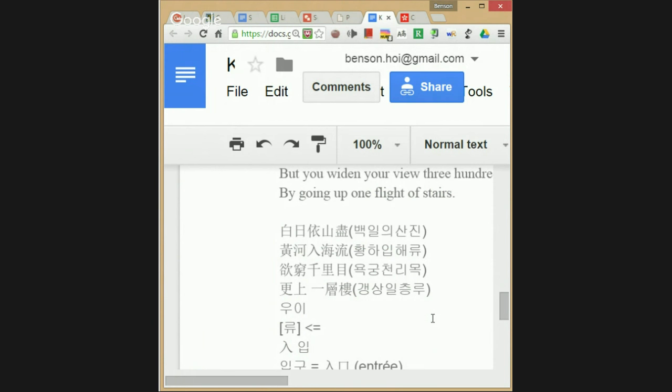Exactly. Well done. So if you read the first sentence in Korean, just the first one, you see, it's basically the same thing. Next.